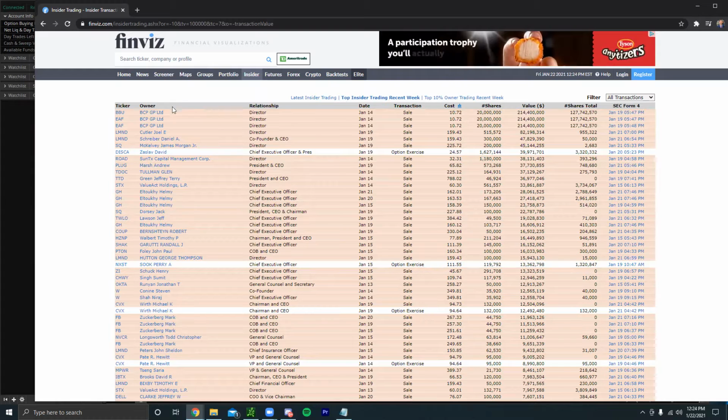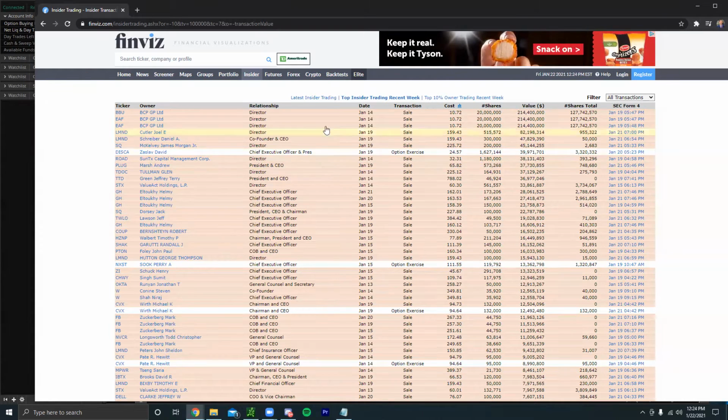Maybe the person who is selling those stocks just needs money, so that's what we don't know. But either way, this data is still useful, and we can see that with LMND, the co-founder and CEO sold about $47 million worth of the stock. And we have a director selling $82 million worth of the stock.